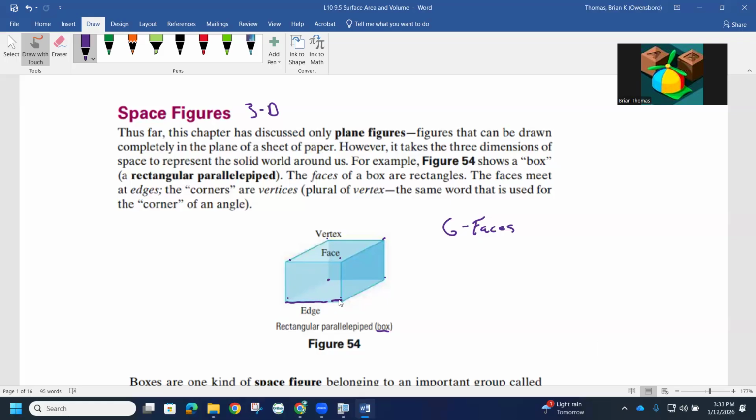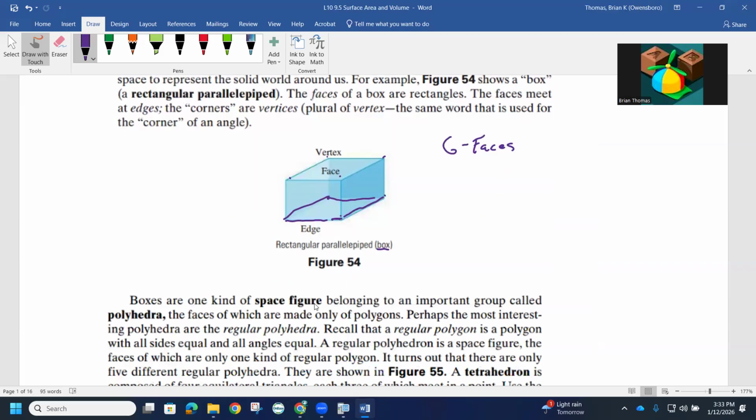So notice how we have a bunch of edges here. The bottom has four edges, the top has four edges, each side has four edges, the front has four edges. So we have a bunch of edges there. So when we get into space figures, the face, the vertex, and the edge are some important vocabulary.